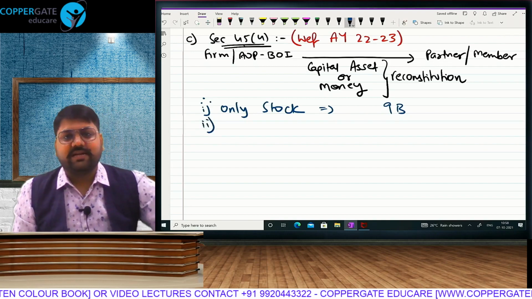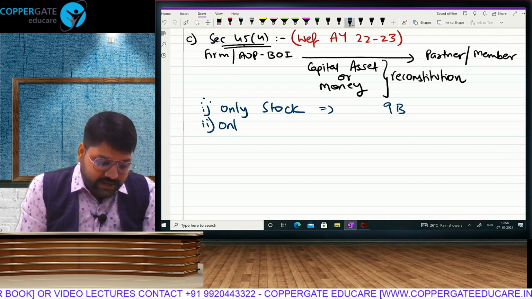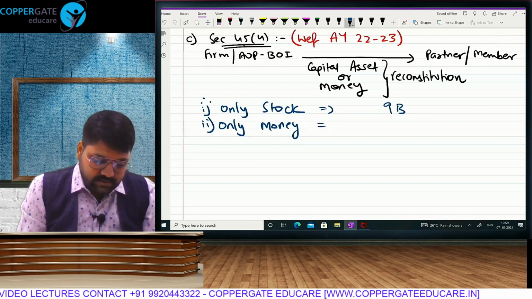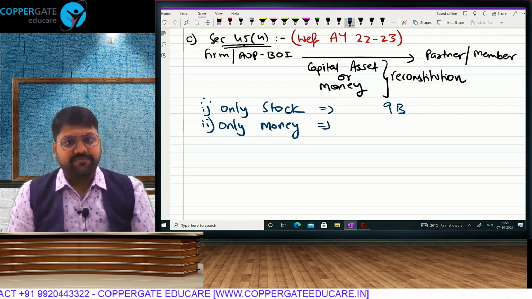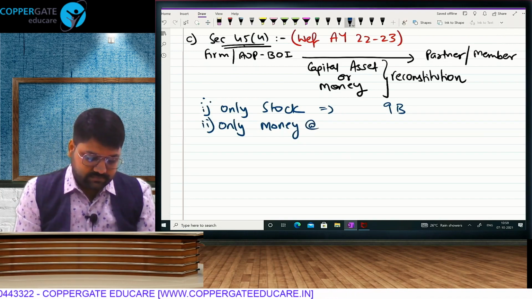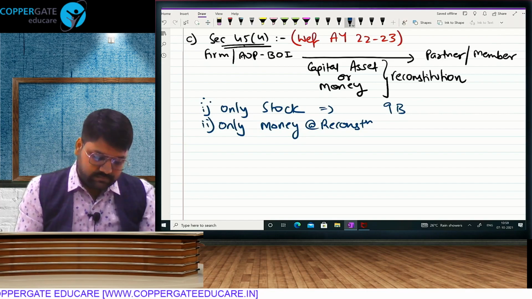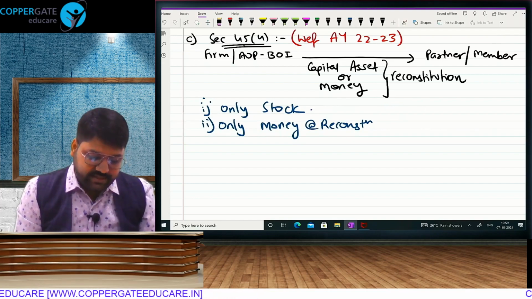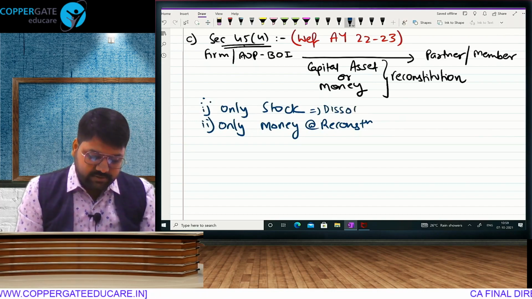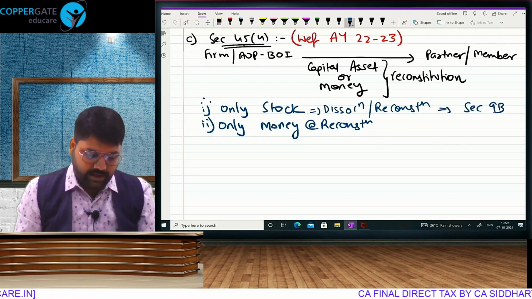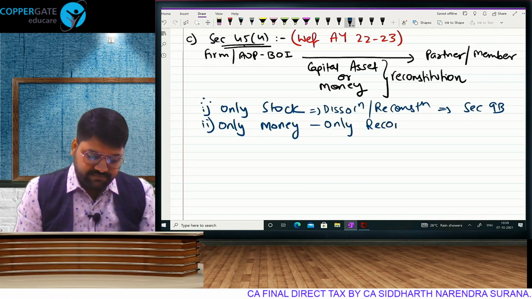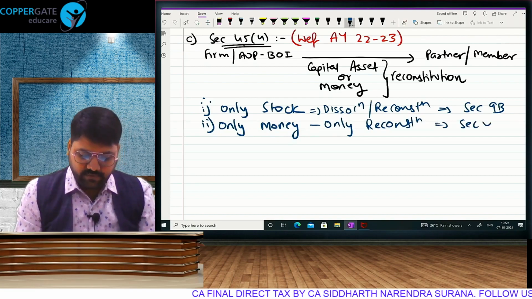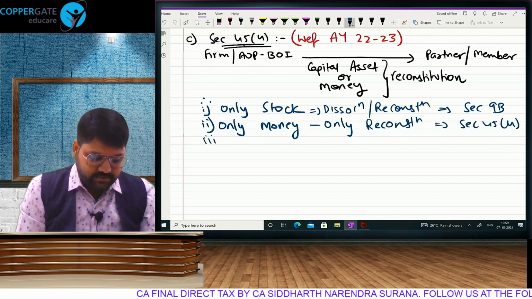Second, let me see if you are understanding. If it is only money, that means neither stock in trade nor capital asset, only money is transferred at the time of reconstitution. Let me be clear about that. Only stock in trade, this can be dissolution or reconstitution. In both cases, which section will apply? 9B. Only money and only reconstitution. Which section will apply? 45(4).